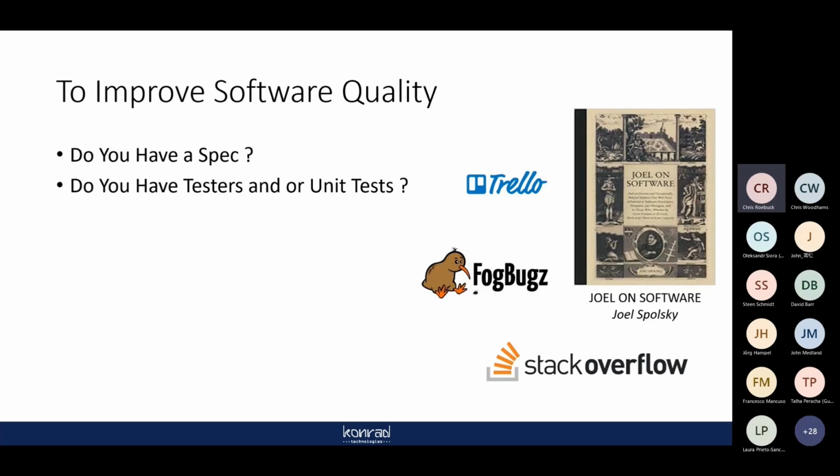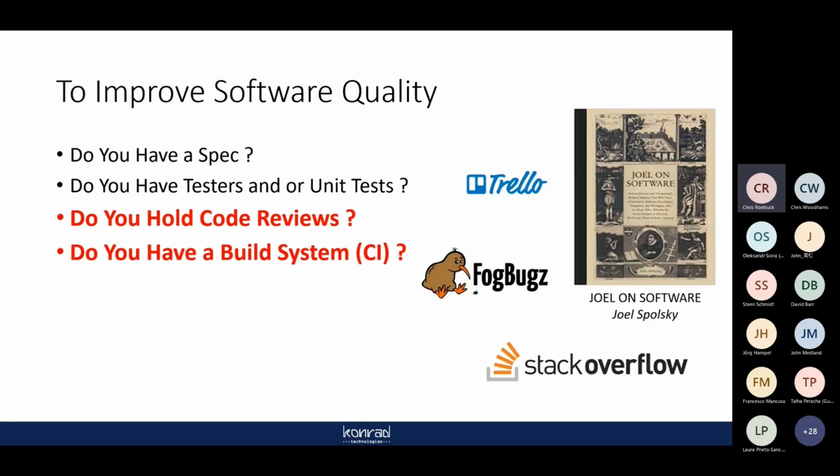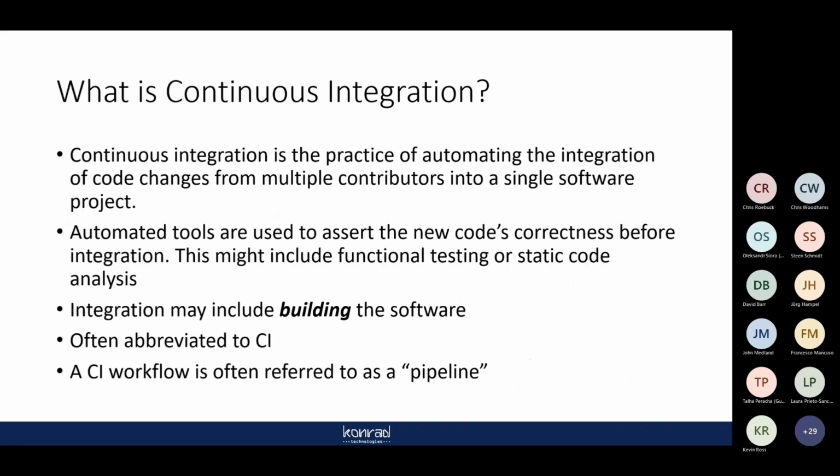Do you have a spec? Do you have testers or unit tests? Do you hold code reviews? Do you have a build system? Do you perform usability testing? And I've highlighted 2 of them in red, because 2 of them that we're going to talk about today and really cover are code reviews, or in this case, automated code reviews, and continuous integration, or a build system. So what is continuous integration?